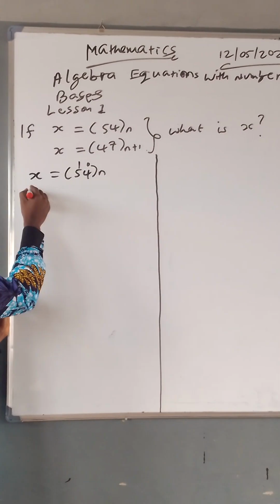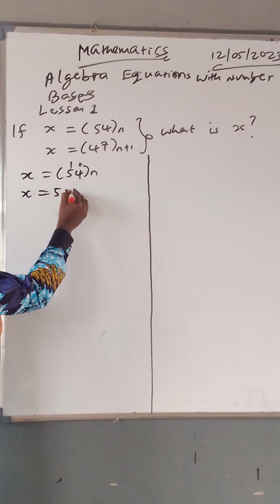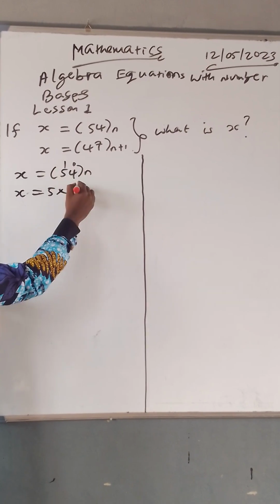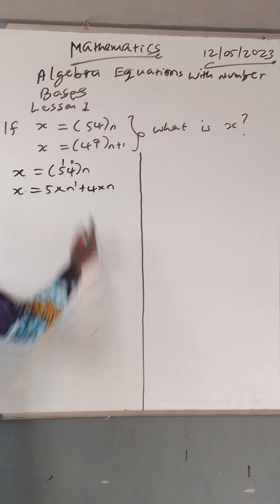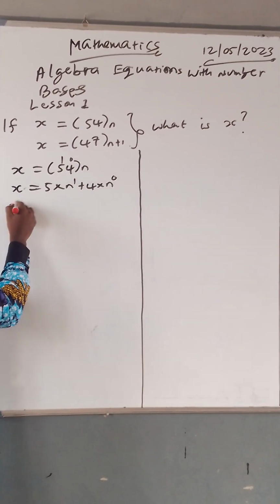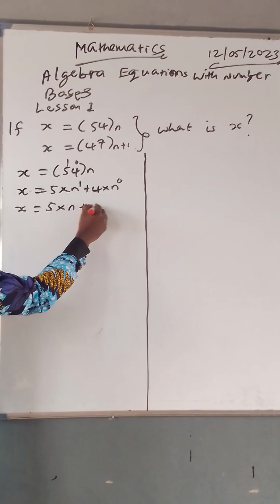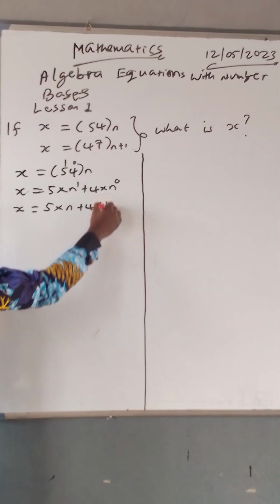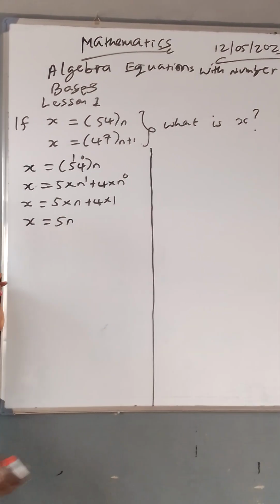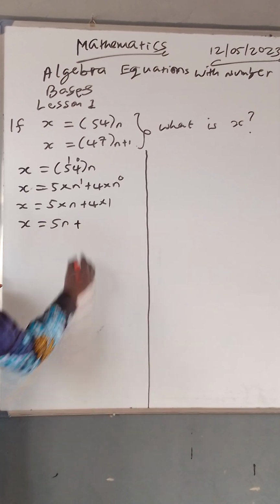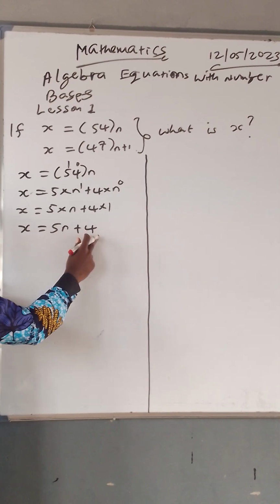Now to express this, we have x equal to 5 times the base n raised to the power of 1, plus 4 times the base n raised to the power of 0. So x is equal to 5 times n raised to the power 1, which is n, plus 4 times n raised to 0, which is 1. x is equal to 5n plus 4. That means x equals 5n plus 4.